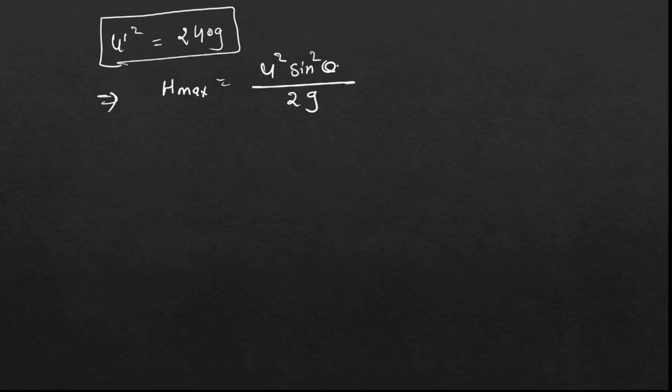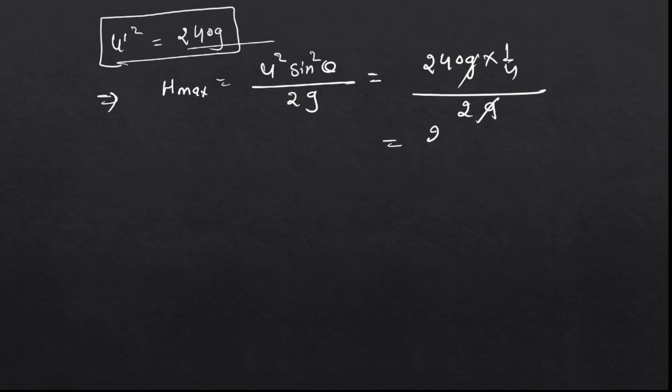This theta for the second projectile is 30 degrees, and sin 30 degrees means 1 upon 2, so squared it should be 1 upon 4, and this u dash square is 240 g into 1 upon 4 divided by 2g. The g and g get cancelled out, and by solving this you will get 30 meter.